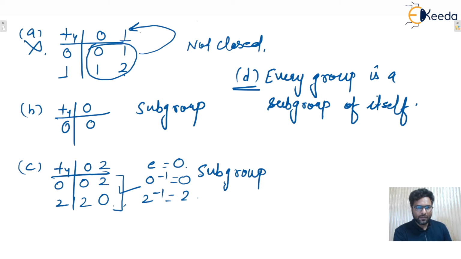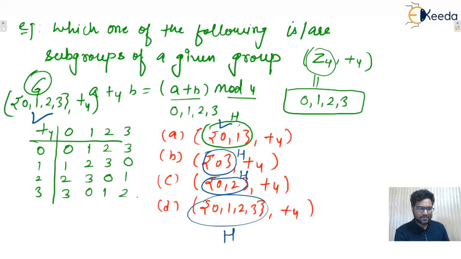So in this particular question, we can say that option B is a subgroup. Option C is also a subgroup. Option D is also a subgroup. But option A is not a subgroup. So the correct answer will be what? B, C, D. Isn't it? I hope this one is clear to everyone.